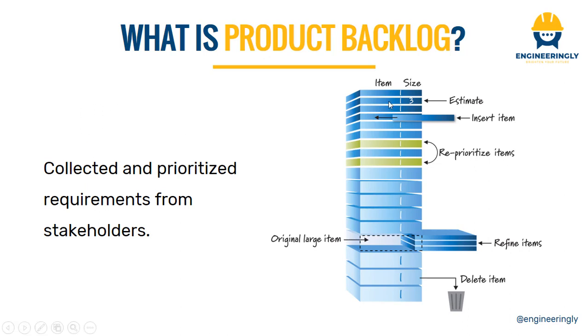As you can see in the figure here, we have the high priority items listed at the top, and the items with low priority go to the bottom of the list. And as we go ahead in the project, the items may be reprioritized and maybe some new items will be added to the product backlog.